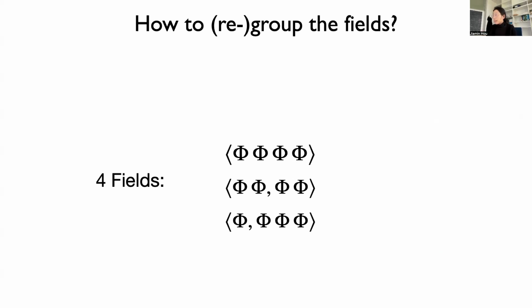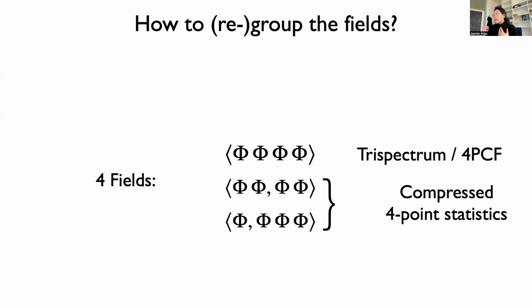then merge the result. After exploring these different options, we realized that the first approach corresponds to traditional four-point statistics like the trispectrum or the four-point correlation function. In contrast, the second and the third approaches provide a compressed form of the four-point statistics.